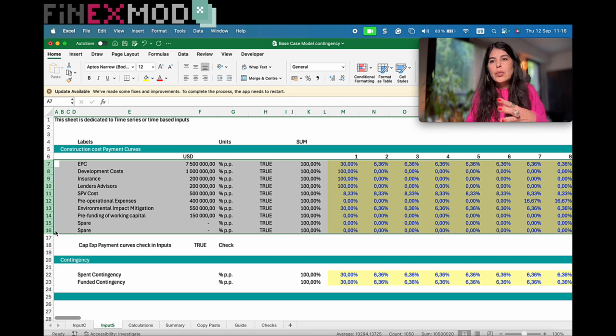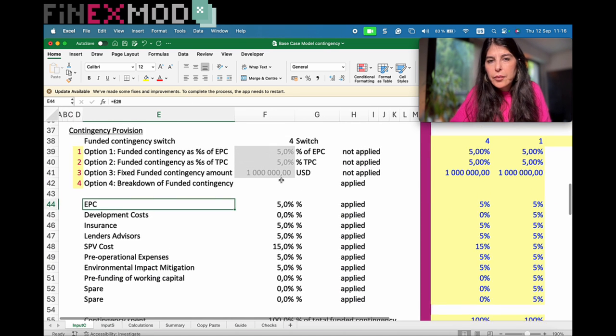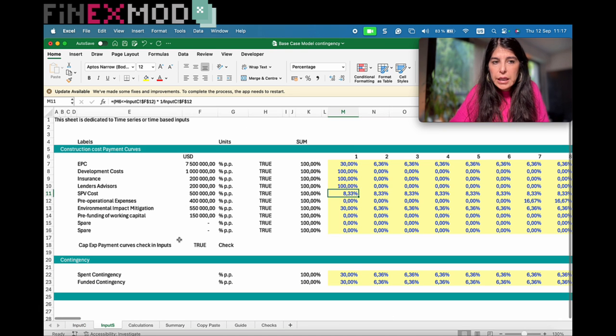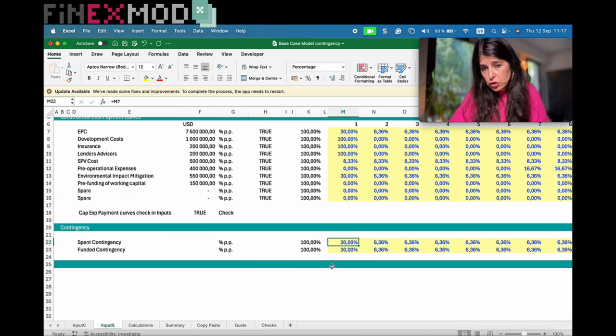before financial close, we still don't know how we're going to spend this contingency, okay? But it makes sense to say that we're going to distribute it according to all the cost items and how we define the payment schedule for each cost item. However, if you have a percentage of total project cost or percentage of EPC or just a fixed contingency amount, then you need to define a payment curve for your contingency as well. Which I did here, which is hard-coded.